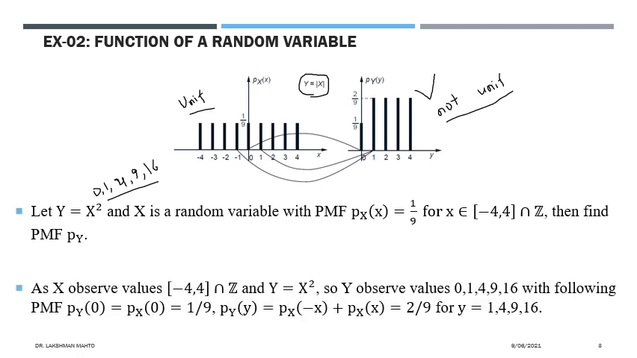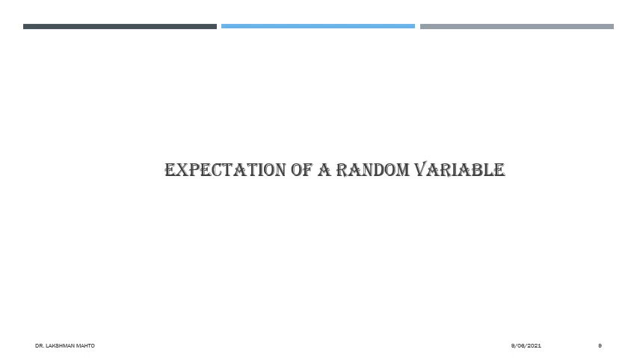So this is the distribution of y. Therefore y equal to 0, probability mass function is 1 by 9, and for other values 1, 4, 9, 16, probability mass function is 2 by 9. Distribution looks similar to what mod of x gives, but y is observing different kind of values other than mod x, because the function is different. That's why.